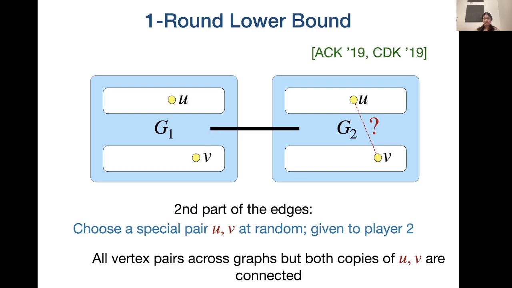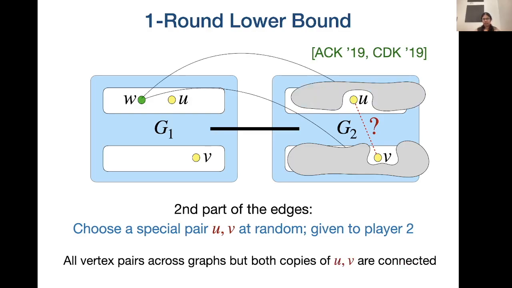A special pair of vertices UV is chosen at random, and this is given to player 2 as the second part of the edges. Here, to choose this pair UV, we add auxiliary edges where every pair of vertices across the two copies is going to be connected except the copies of UV. That is, some W on the left, which is not U or V, is going to be connected to everything on the right, and the same thing is true for all the vertices on the right, which are not U or V.